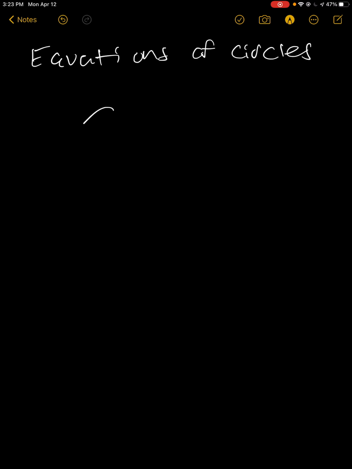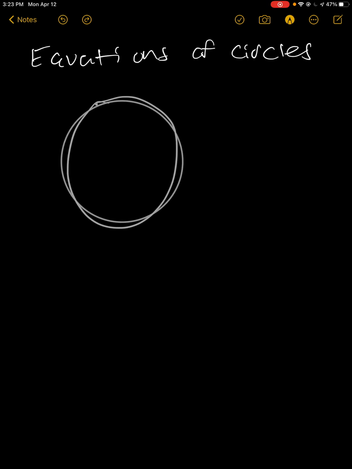Okay, now that we're wrapping up angles and tangent lines and circles, we're going to move on to equations of circles. Just as a quick recap, we have our circle with center C and our radius R. We've seen this before. We're used to this.